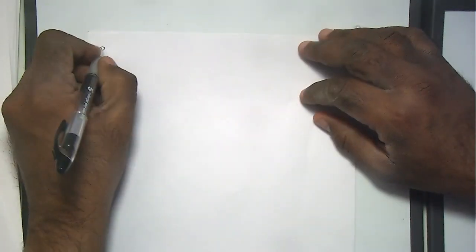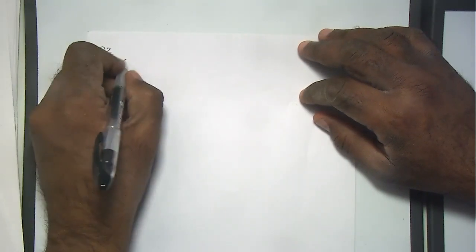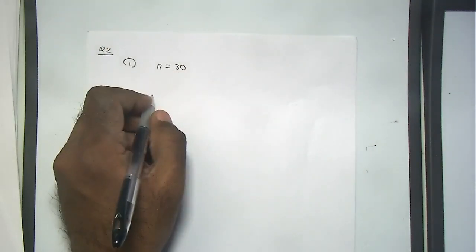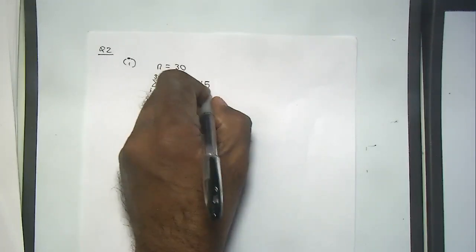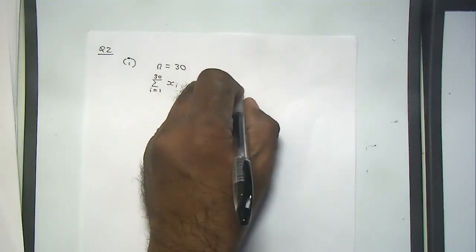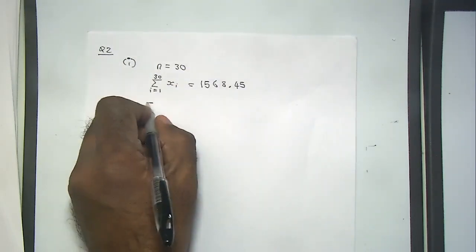Alright, let's see how we can do the next question. We're done with question one. Now question two, guys. Okay, cool. Question two is, you're told that n equal to 30 and the sum of xi is this, and you're also told that the sum of xi squared is given.